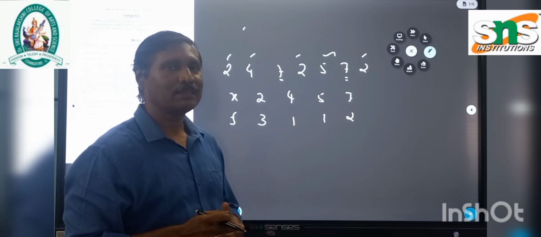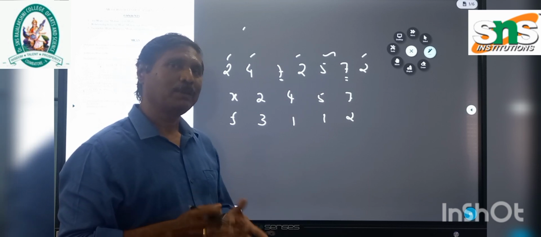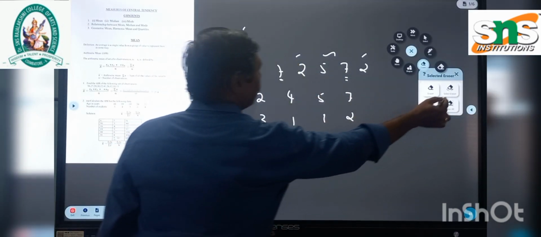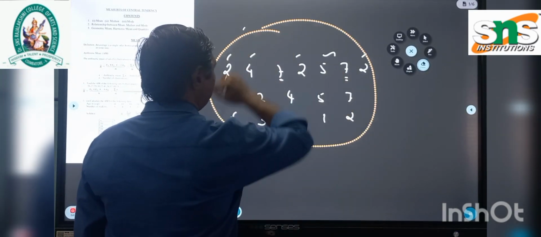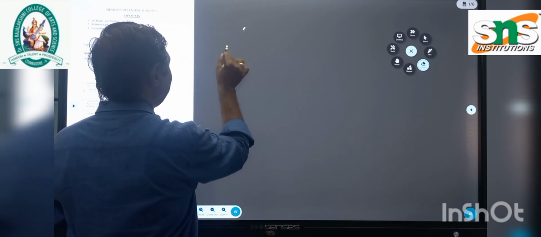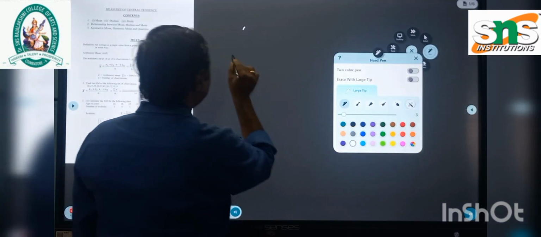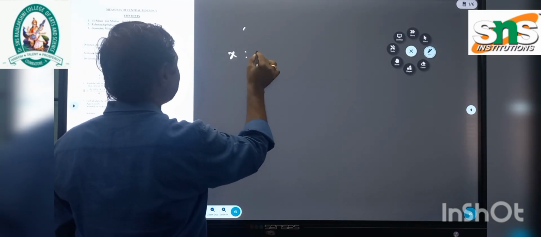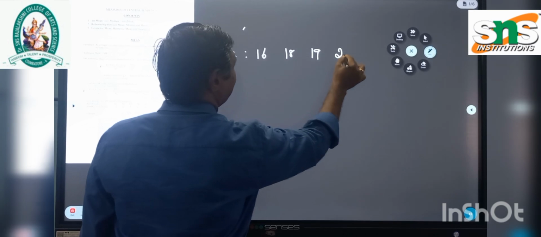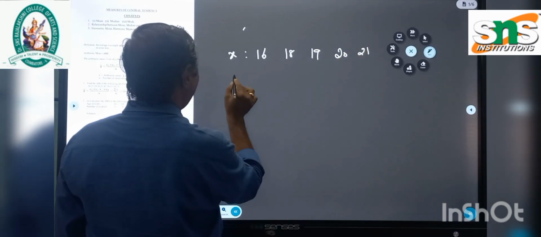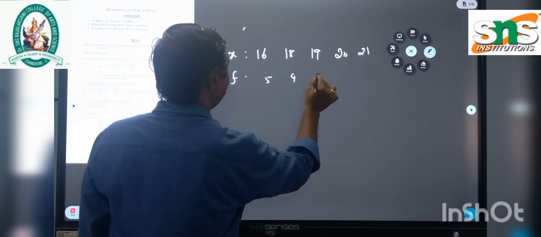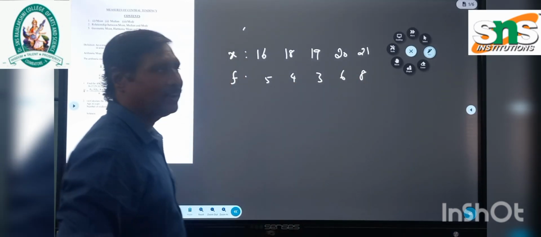Now we are going to discuss a problem based on arithmetic mean for a discrete series. So now we have the age in years, that is x. X is 16, 18, 19, 20 and then 21. So it is age, and the number of persons, that is f, is 5, 4, 3, 6, 8. Now we calculate the average.